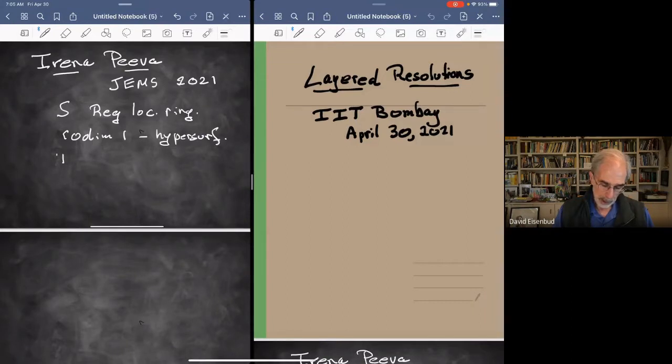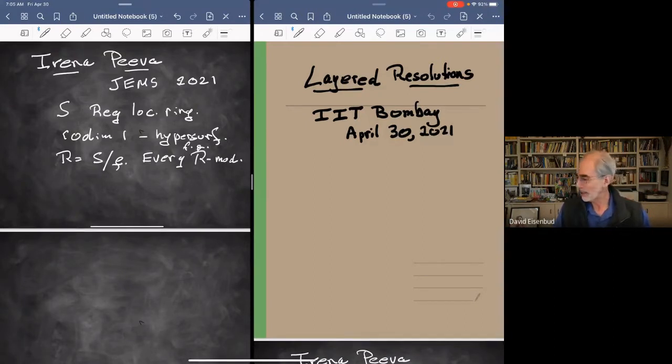And so if you take R to be S mod one equation F, then resolutions of modules over R, every finitely generated R module, I will always assume things are Noetherian and finitely generated and all the finiteness assumptions that you like. In this case, every R module has a free resolution, a minimal free resolution, which is eventually periodic.